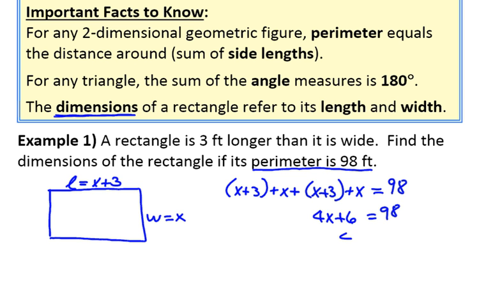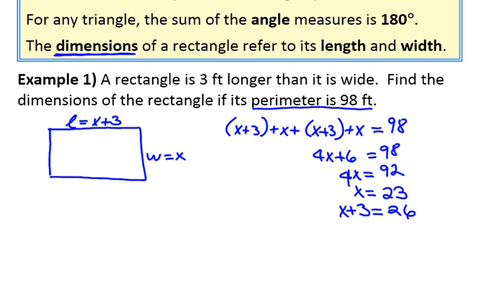Subtract 6 from both sides, so I get 4x is equal to 92. And x is going to be equal to 92 divided by 4, so that's going to be 23. So if x is 23, the length, which is x plus 3, is equal to 23 plus 3, which is 26. So we could say that the dimensions then are going to be 23 feet by 26 feet.